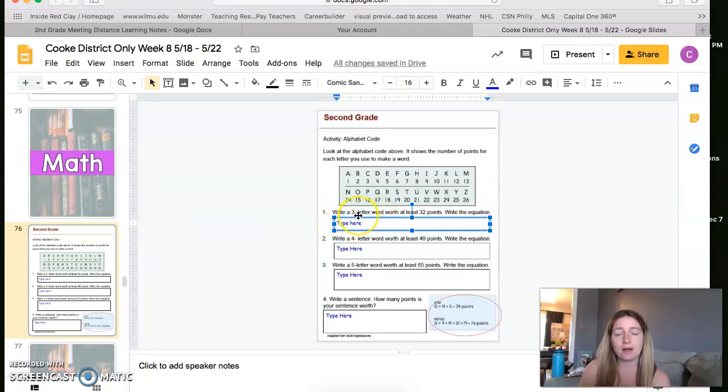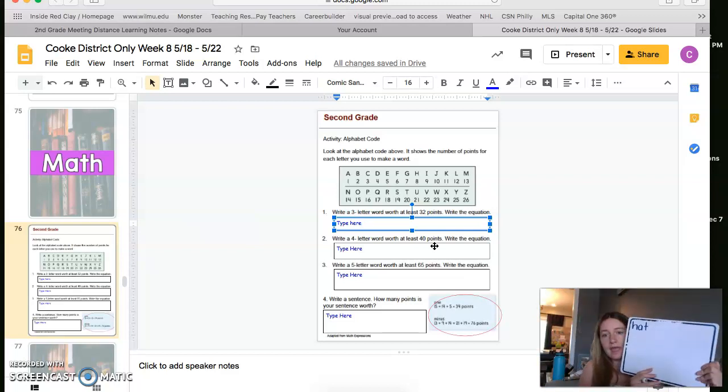So for number 1, it says it has to be a 3-letter word worth at least 32 points, meaning it has to either be 32 points or it has to be more than 32 points. So I'm going to try the word hat. Okay, I just made it up. It's a 3-letter word, so I'm just picking a 3-letter word that I know to see how much it's worth. So I wrote my word hat on the board, and I have to see how much it's worth.